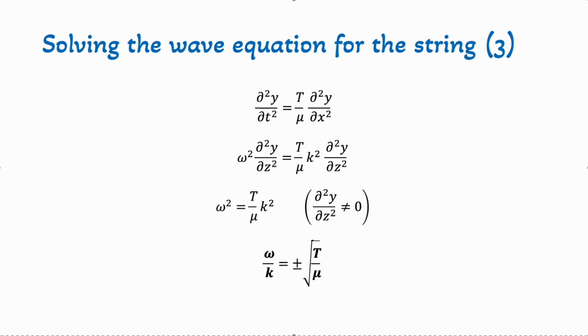Great, so this tells us that any function whatsoever of our z, of our kx plus omega t, will be a solution to our wave equation as long as omega and k are in the right ratio, which depends on these physical characteristics of the string, the tension in the string and the mass per unit length of the string.